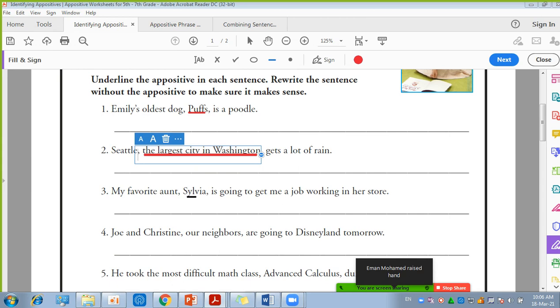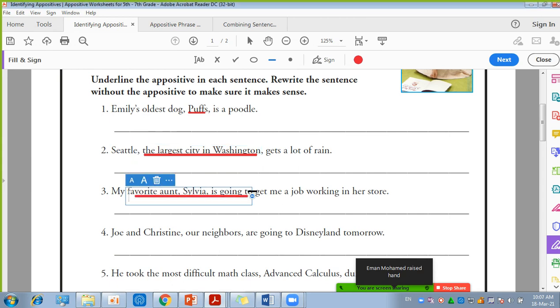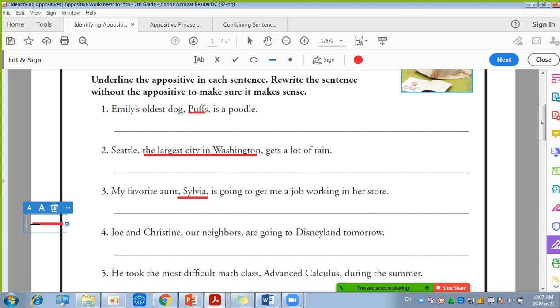Can't you notice that Sylvia here is written between two commas? He is giving you the clue. Why do you think Sylvia is written between two commas? Because it's non-essential. Because I have mentioned for you my favorite aunt. I have, for example, 3 aunts, so I'm specifying one of them, my favorite one, which is Sylvia, who is going to get me a job working in her store. So Sylvia here is non-essential. If you read it without Sylvia, the left out will make sense. My favorite aunt is going to get me a job working in her store.